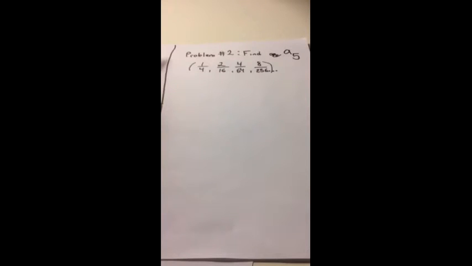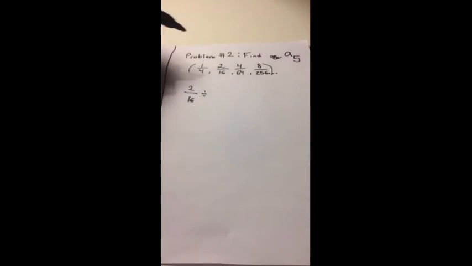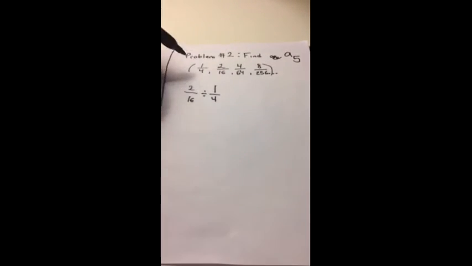For our second problem, we're going to switch things up a bit. Instead, we're going to use fractions. So we want to find, again, the common ratio. So we are going to divide 2 over 16, which is our second term, by our first term, which is 1/4. So instead of dividing, we're going to flip 1 over 4 into 4 over 1. And instead of dividing, we're going to multiply 4 over 1 times 2 over 16.